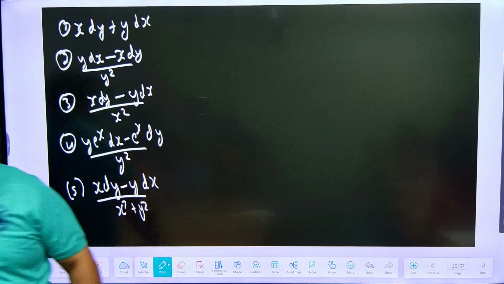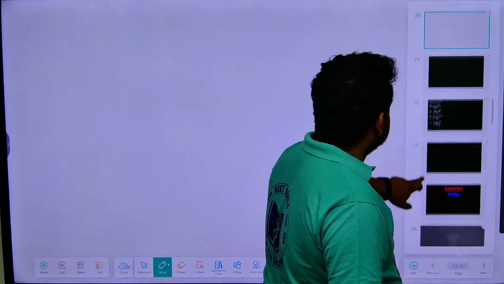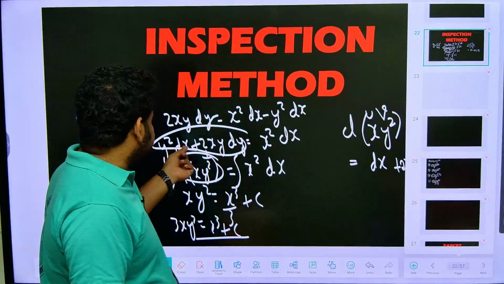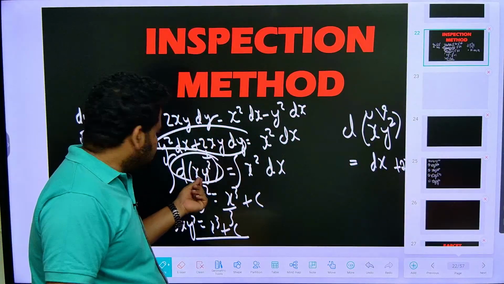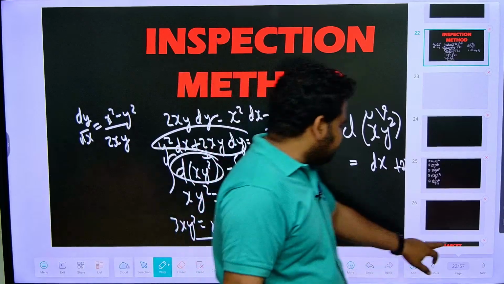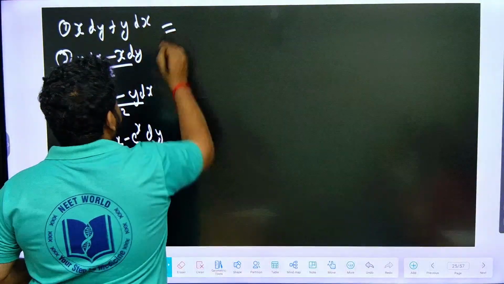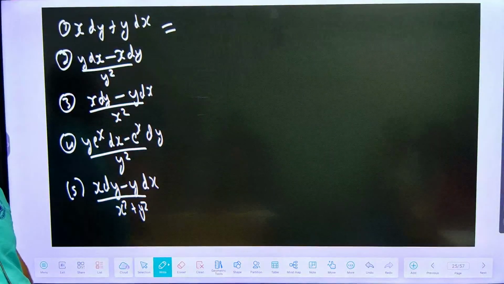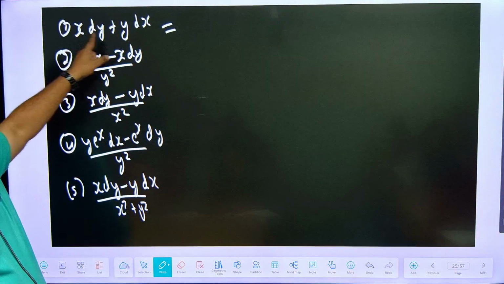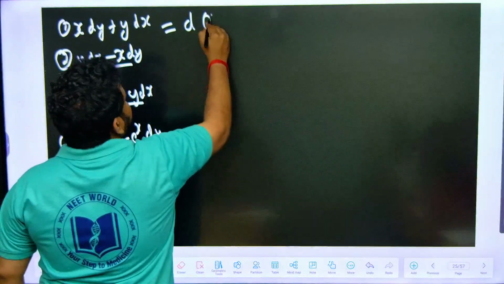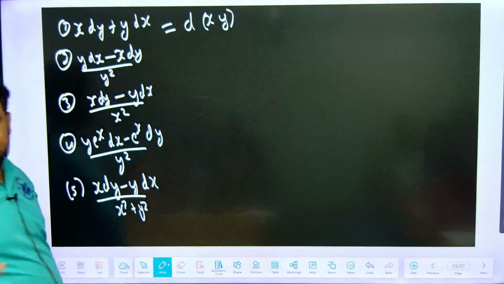In this previous question, what I got: y square dx plus 2xy dy, I wrote it as d of xy square. Same thing I have here in the LHS. What I should write in the RHS, that is the inspection method. This is nothing but the product rule. So I can write it as the derivative of xy.